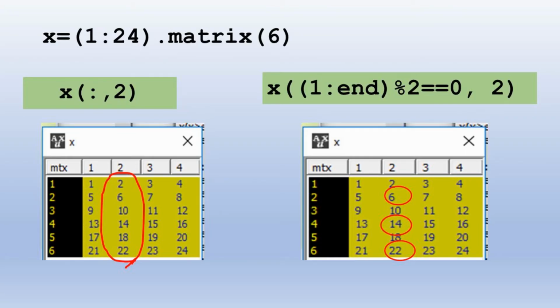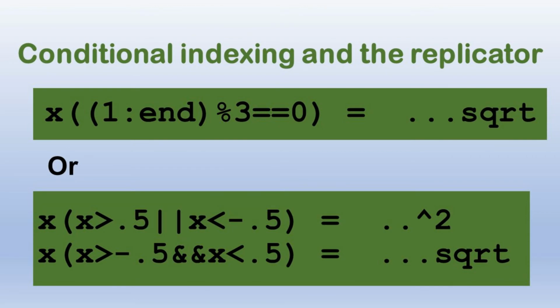There you go. As a final note, if you use conditional indexing with a replicator, then your expression can be really powerful. If used well, you can reduce the coding significantly and improve the readability of your code.